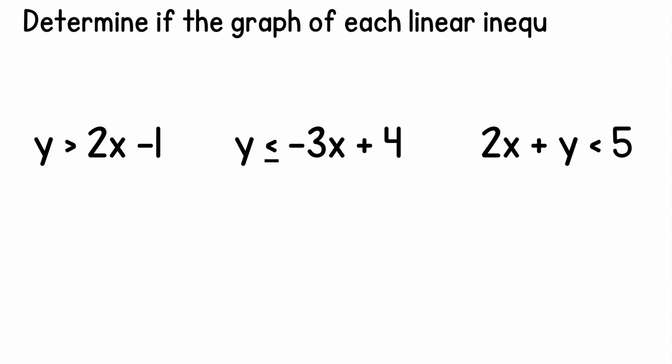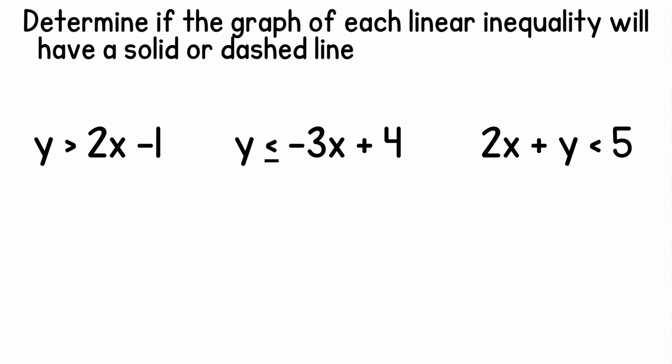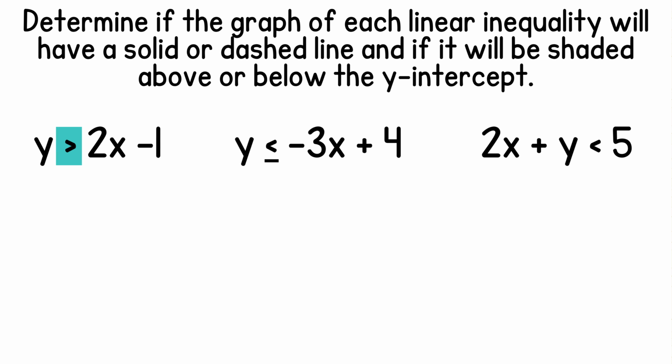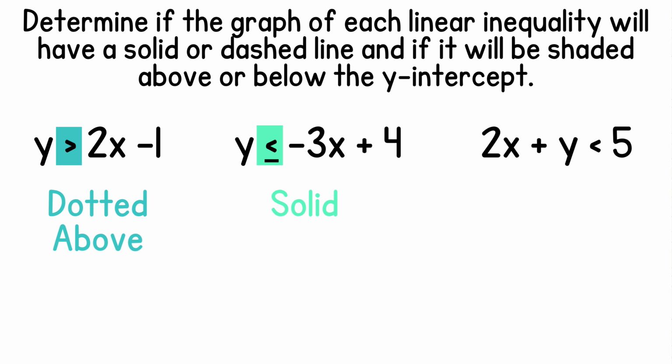Let's determine if the graph of each linear inequality will have a solid or dashed line, and if it will be shaded above or below the y-intercept. We'll start with y is greater than 2x minus 1. The greater than symbol tells us the line will be dotted and will shade above the y-intercept. For y is less than or equal to negative 3x plus 4, the symbol tells us that we'll use a solid line because it has the equal sign under it, and we'll shade below it since we want values less than.